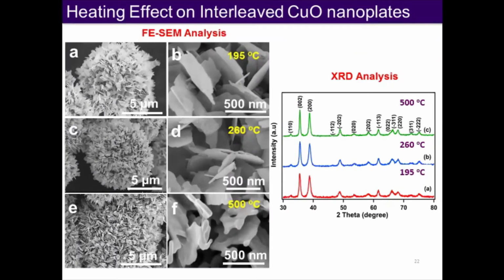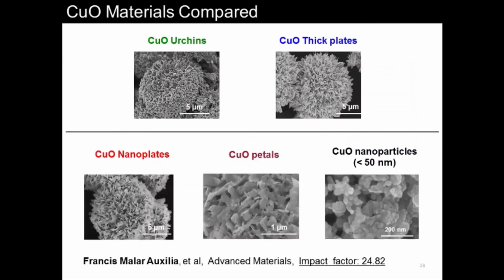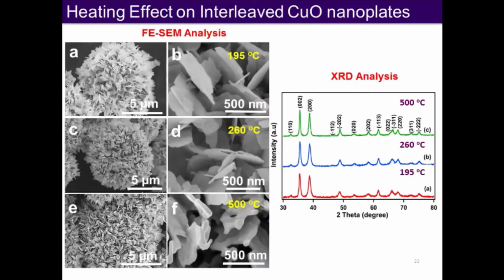Now we try to calculate the surface area of copper oxide using the BET krypton adsorption analysis. The interleaved copper oxide nanoplatelets show a very high surface area, 29 square meters per gram, and the commercially available copper oxide nanoparticles show 19.8 square meters per gram, which is available in the market.